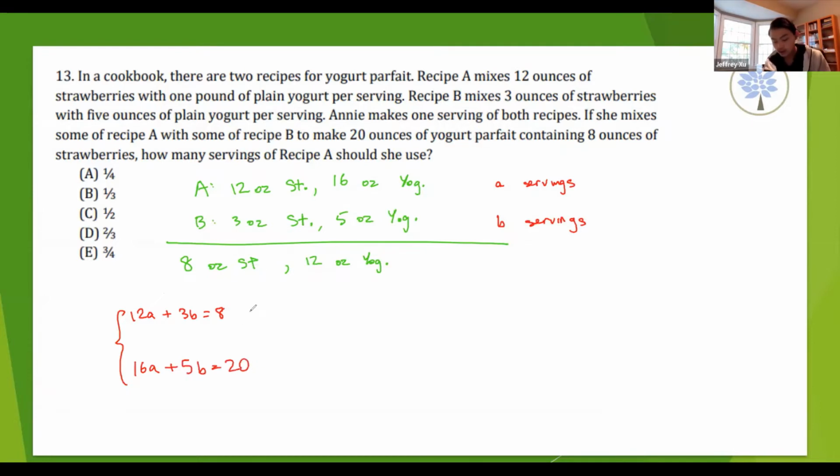So now we just have a system of two equations, and I'm not going to go over how to solve it, but basically after you solve this using substitution, elimination, whatever, you get A equals 1/3 and B equals 4/3. And the question just asks for the amount of servings of A, so our answer is 1/3, which is B.